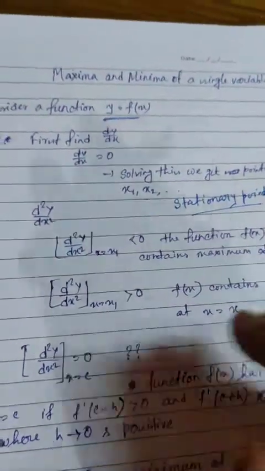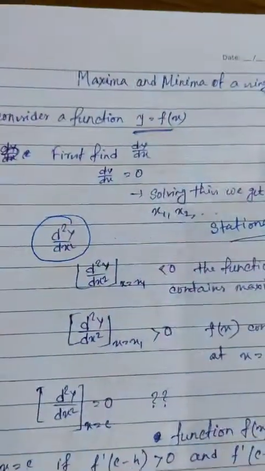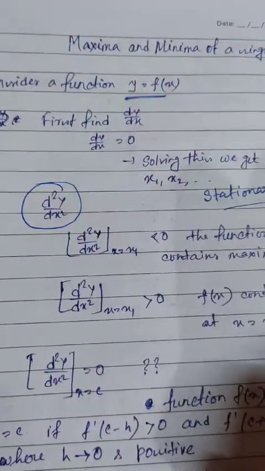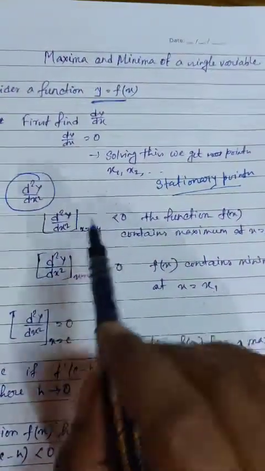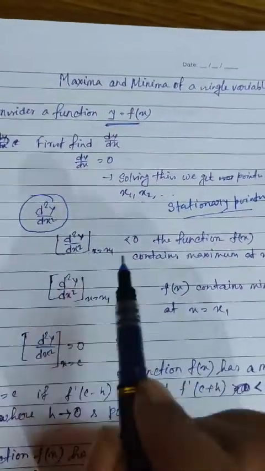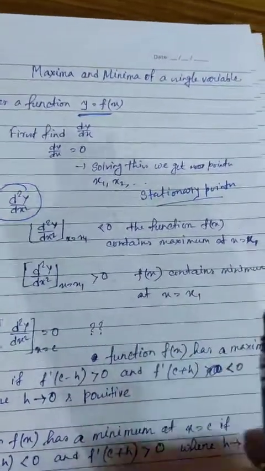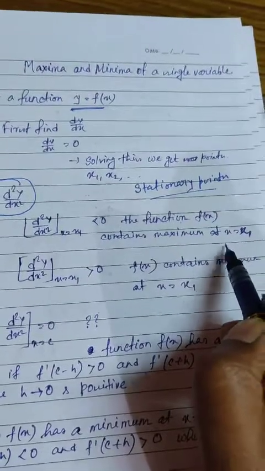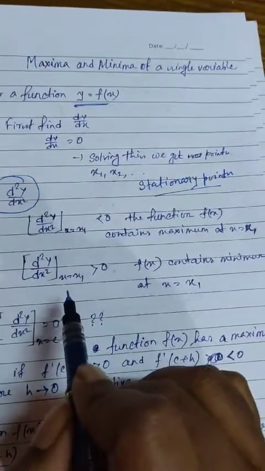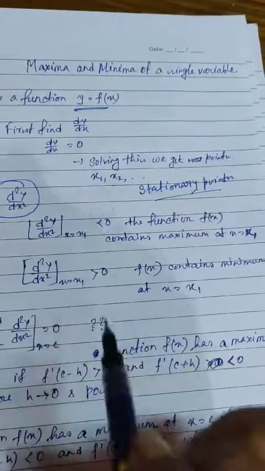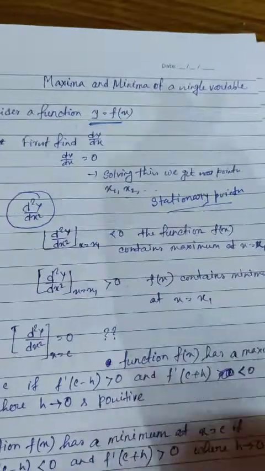then we will find the second order derivative of the function, that is d2y/dx2, and then we will check that suppose at the point x equal to x1, if d2y/dx2 is less than 0, then the function f of x contains a maximum at x equal to x1, and if d2y/dx2 at x equal to x1 is greater than 0, then f of x contains a minimum at x equal to x1.